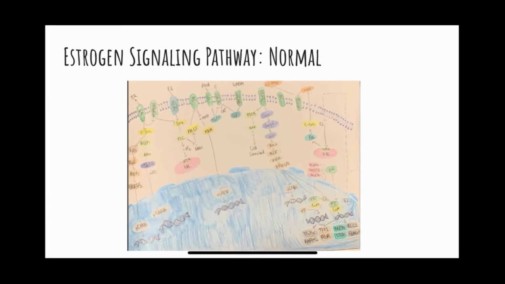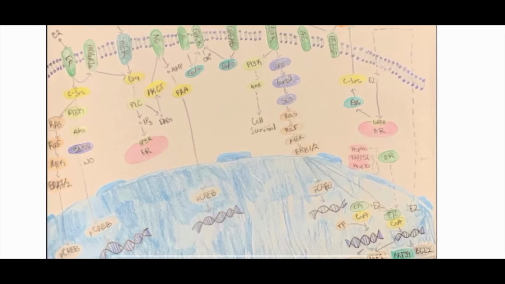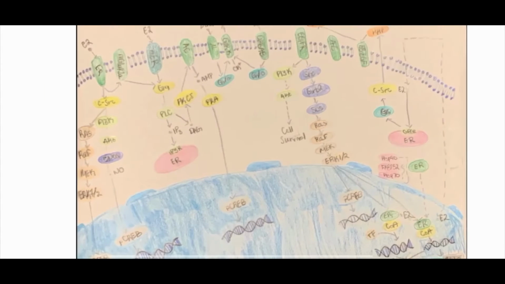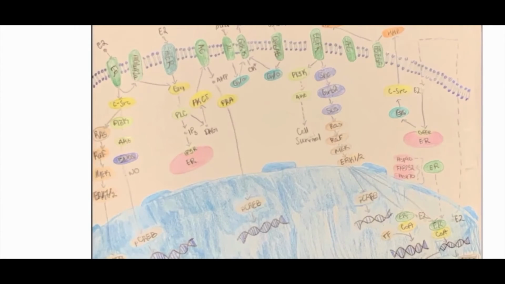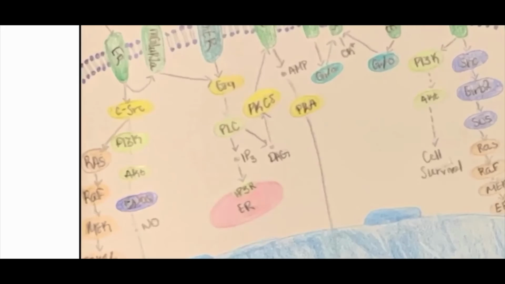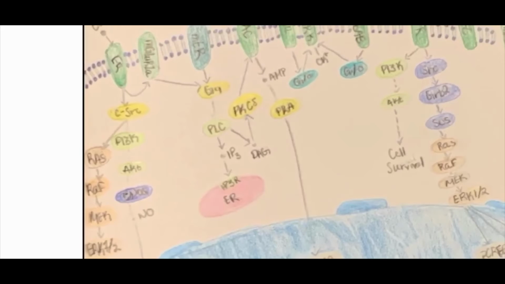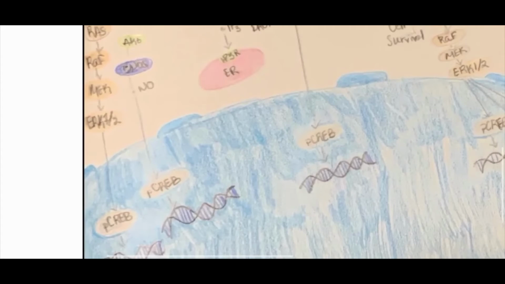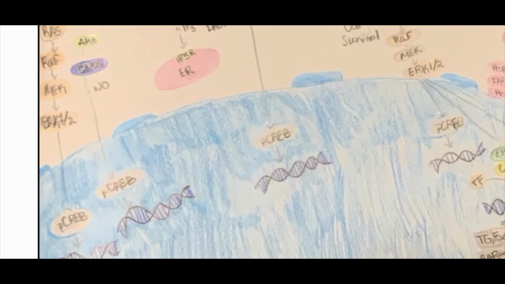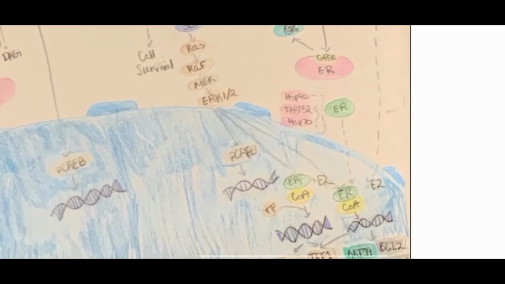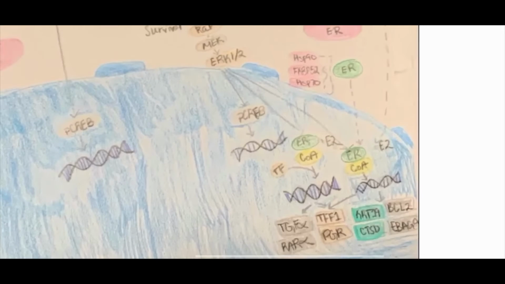This is my illustration of the normal pathway. The part that could be focused on is this leftmost one, that E2, the estradiol, going into the estrogen receptor. This ER is not endoplasmic reticulum, it's estrogen receptor. And these are the effector molecules. And then it goes to pCREB, and then it goes to the DNA to do the signaling. And then over here, we have this estrogen receptor going into the nucleus.